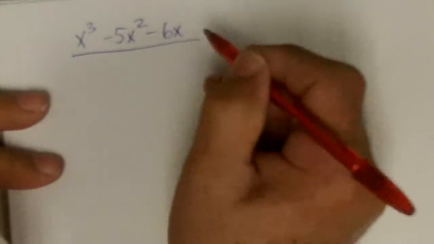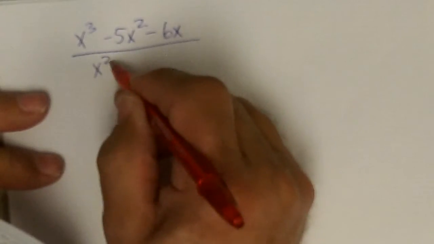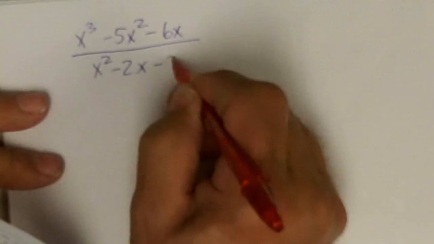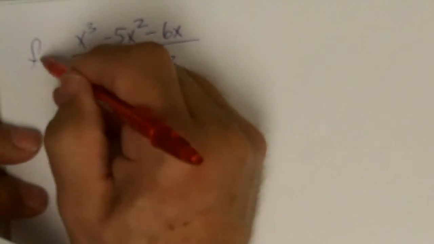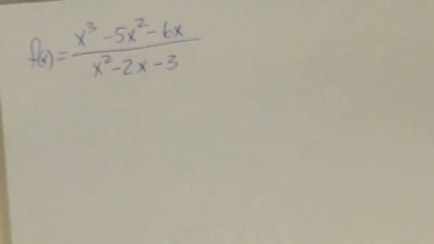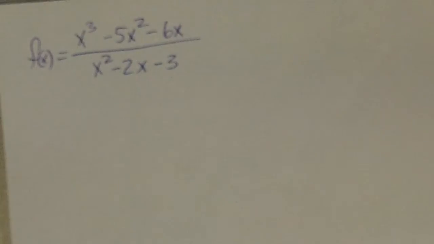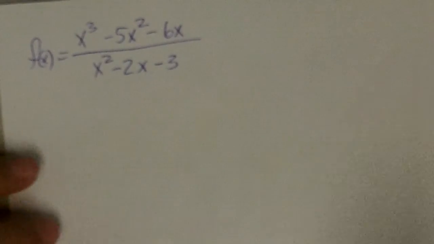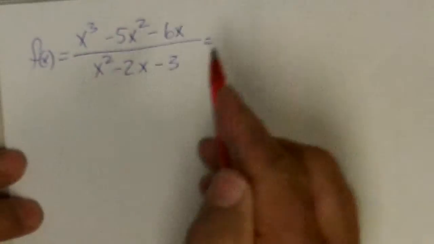Okay, page 2. Now the first problem on page 2 is x to the third minus 5x squared minus 6x over x squared minus 2x minus 3, and that's f of x. And of course, every time we do these, we factor first. And so we're going to see if we can factor this.